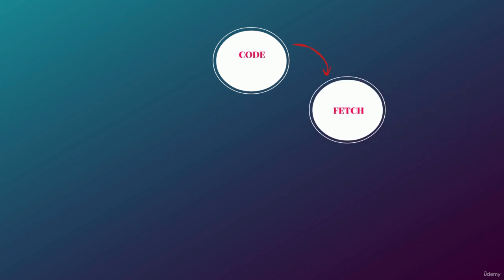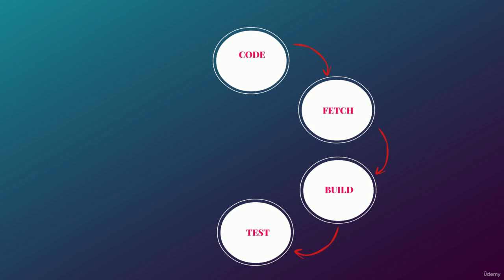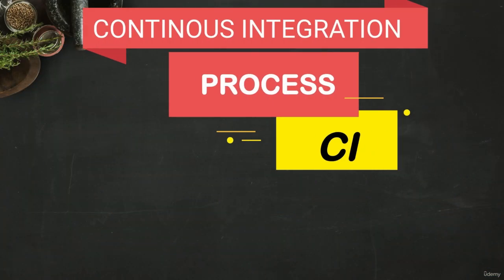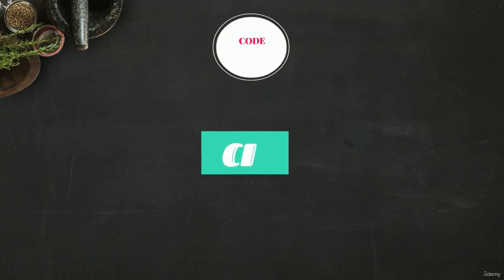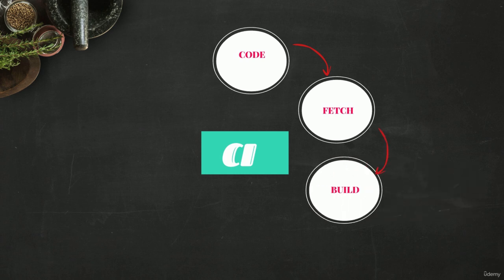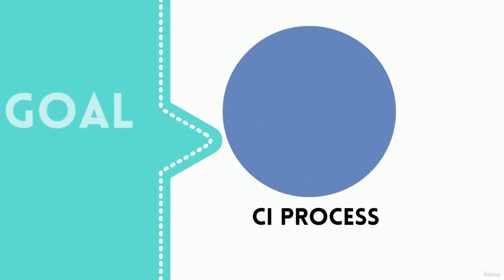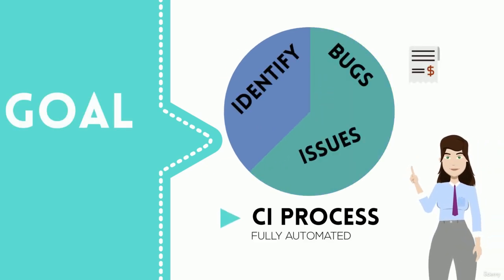Let's see it in a cyclic view. This automated process is called continuous integration, or CI in short. The goal of CI is to detect defects at a very early stage so it does not multiply.